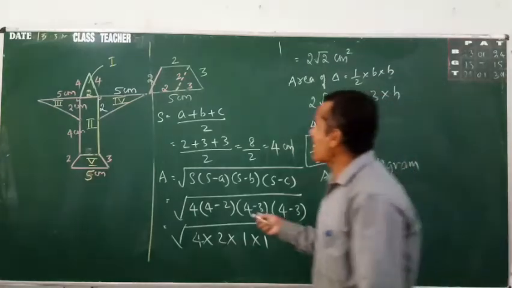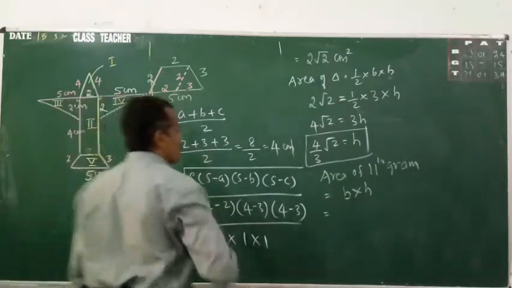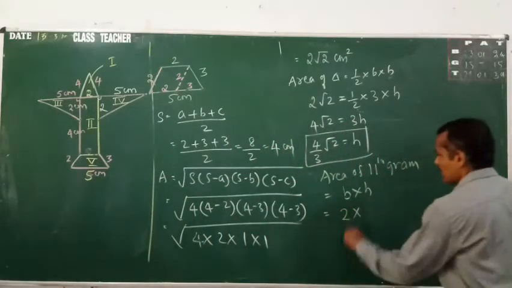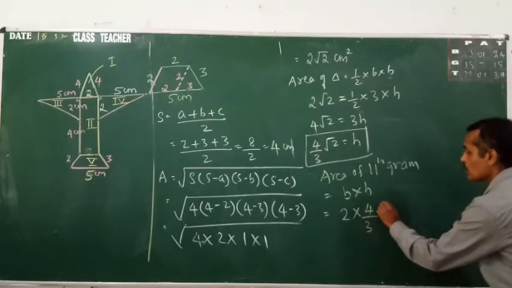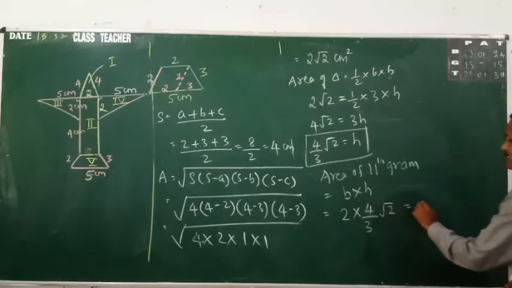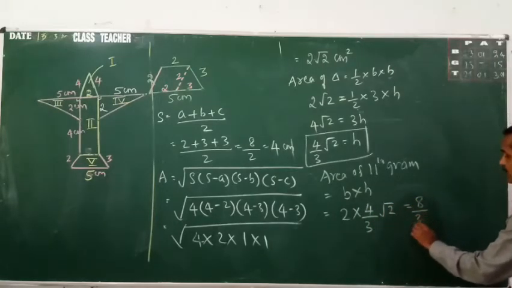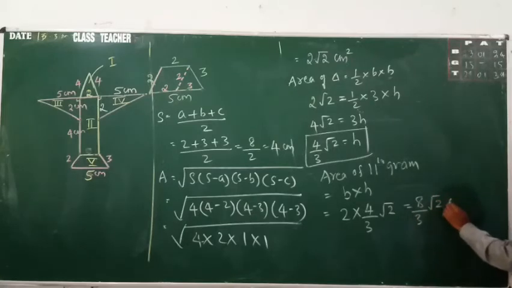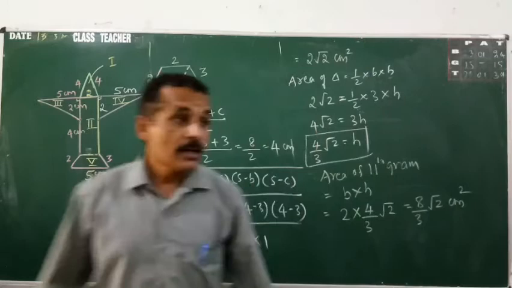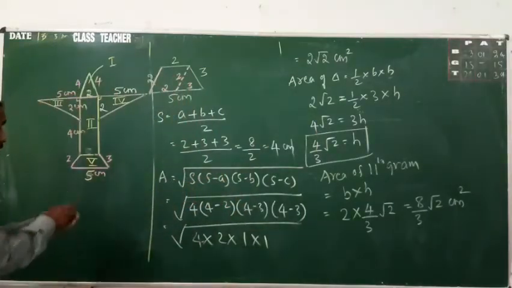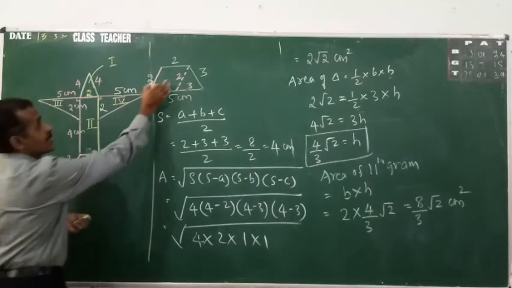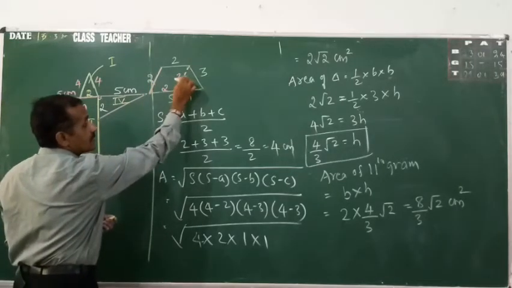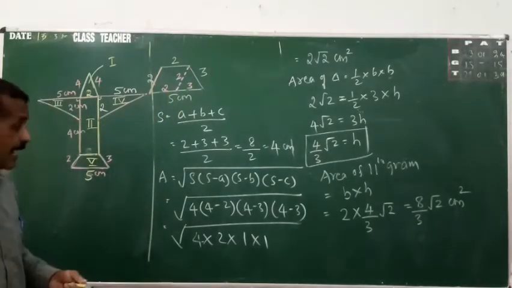What is the base of the parallelogram? Base is 2. Base 2 into height, 4 by 3 root 2. So the answer is 8 by 3 root 2 centimeter square, which is the area of the parallelogram. But what I want to find is the area of the trapezium. Trapezium means parallelogram plus area of the triangle. I have to add both.